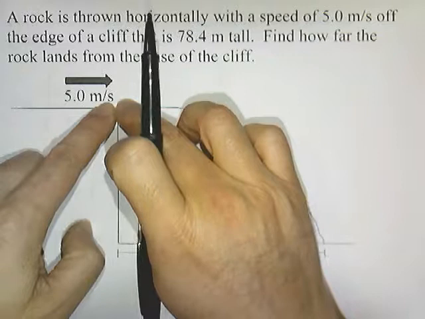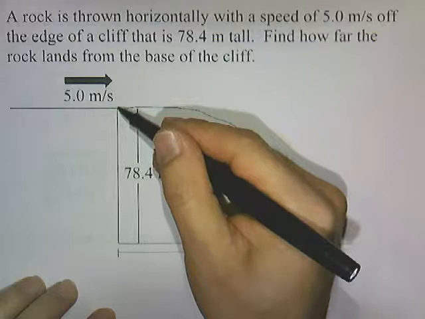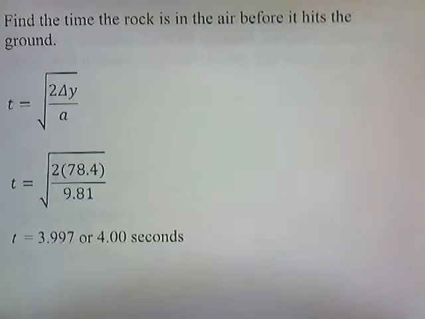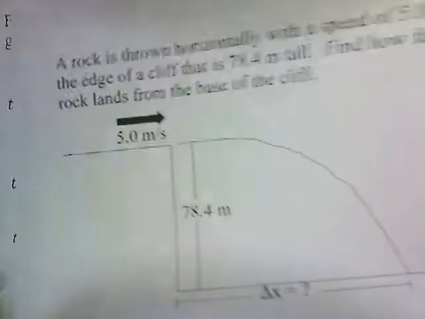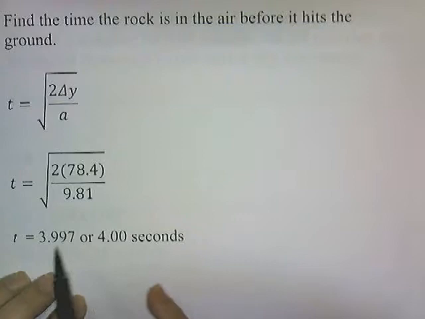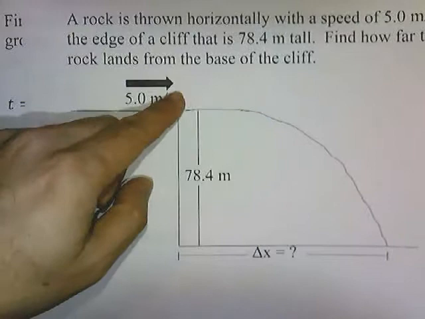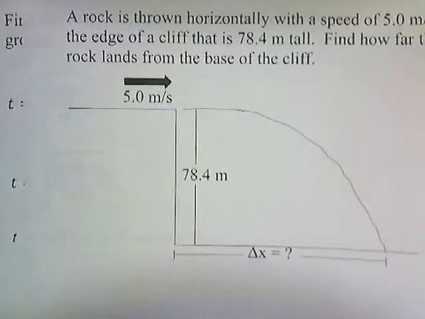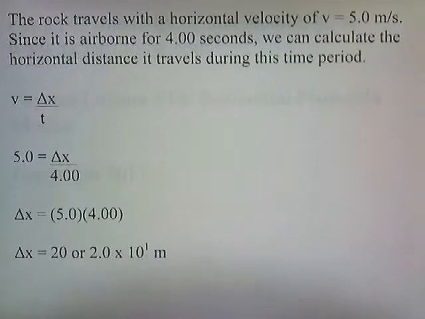Okay, so let's figure out how long it takes the object to fall straight down. We're going to find the time the rock is in the air before it hits the ground. t equals square root of 2 delta y over a, 2 times 78.4, that's the height of the cliff, divided by 9.8, and we get t equals 3.997 or 4 seconds. So it takes 4 seconds for the rock to drop straight down, and it's also the amount of time it's going to be in the air if you throw it horizontally. Again, drop it or throw it horizontally, they both hit the ground at the same time. It's based on the vertical height only. So 4 seconds is how long it's going to be airborne.